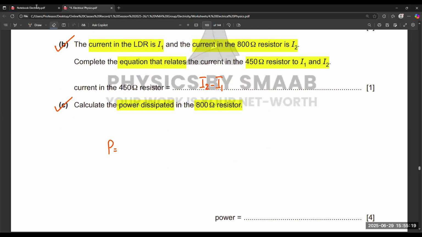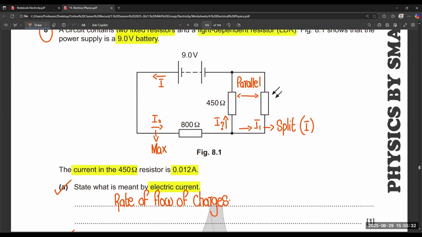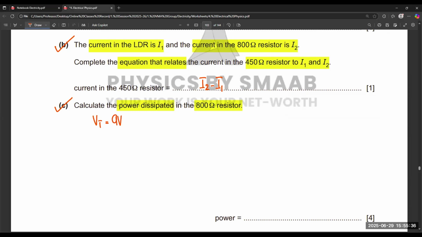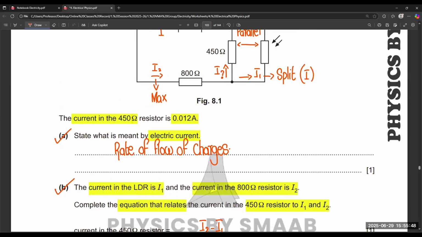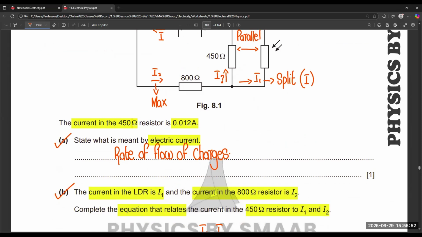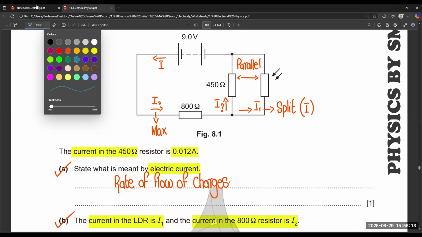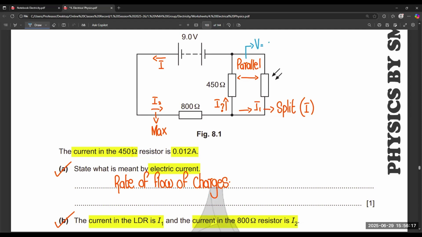So first of all, we already know the total voltage. The total voltage is 9 volts. If we talk about the total resistance, the problem is the resistance of the LDR is not given, and the current passing through the 450 ohm resistor is given. So we have to do another thing. We have to calculate the voltage of the 450 ohm resistor, because of the parallel combination, their voltage will be the same.